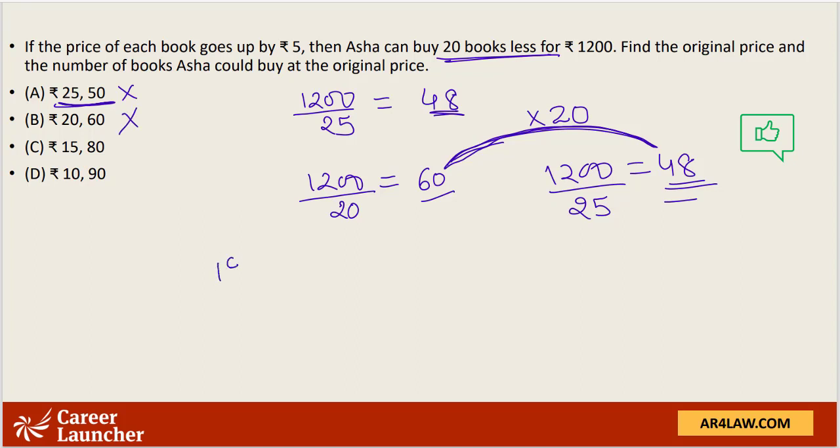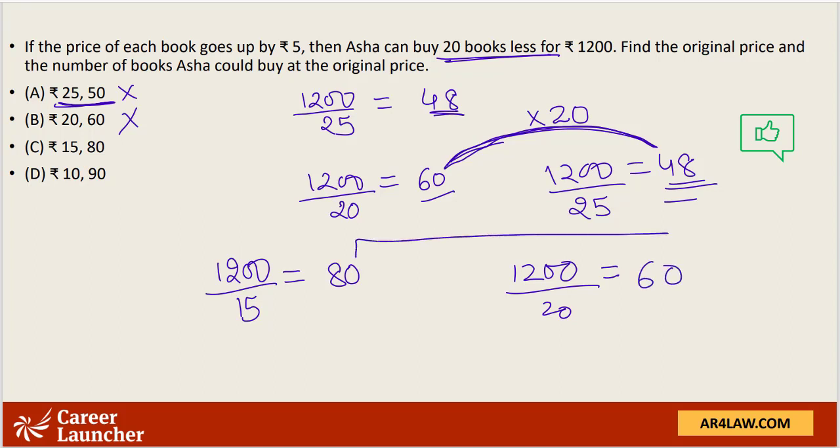Exploring the third option, 1200 divided by 15, the number of books will come out to be 80, and when the price of each book goes up by 5 rupees, 15 becomes 20, and the number of books bought can be 60. Yes, there is a gap of 20 books that we were looking for. Answer is C, and definitely an attemptable question in the exam.